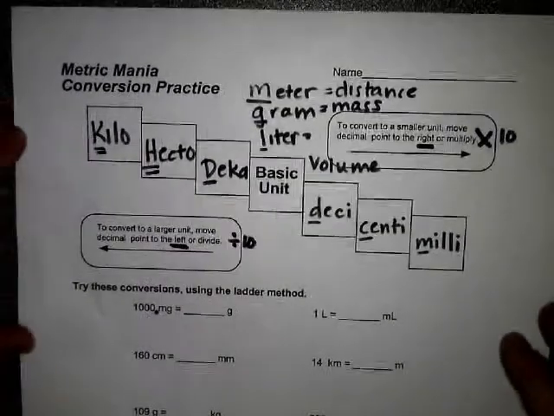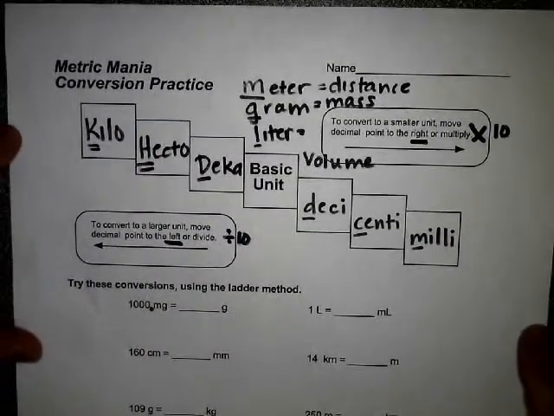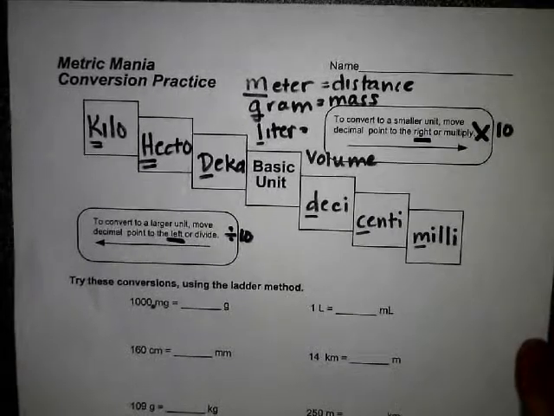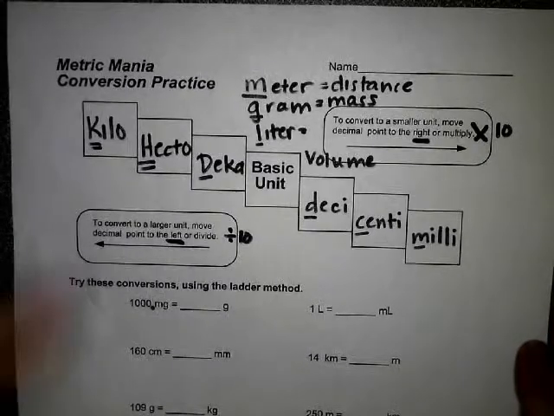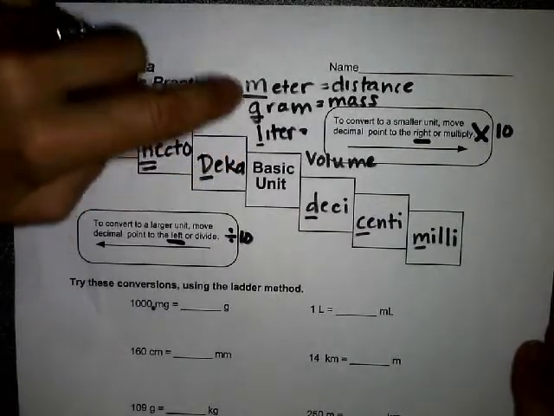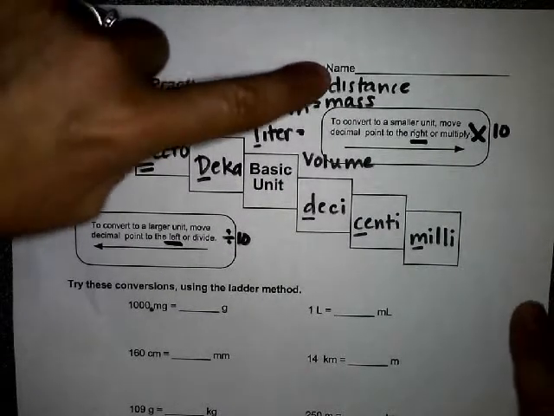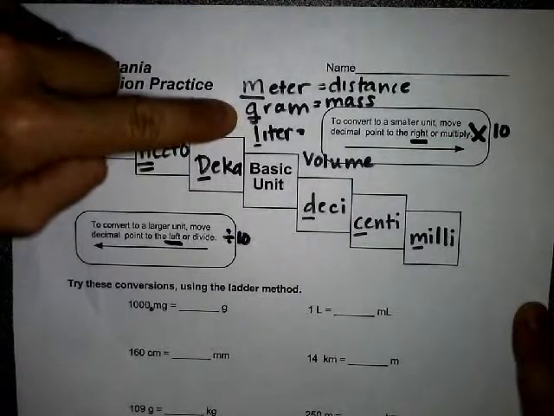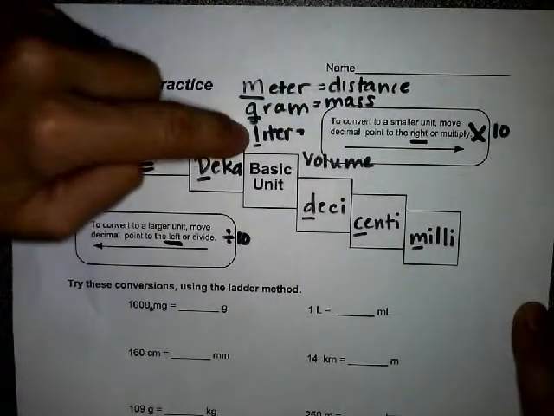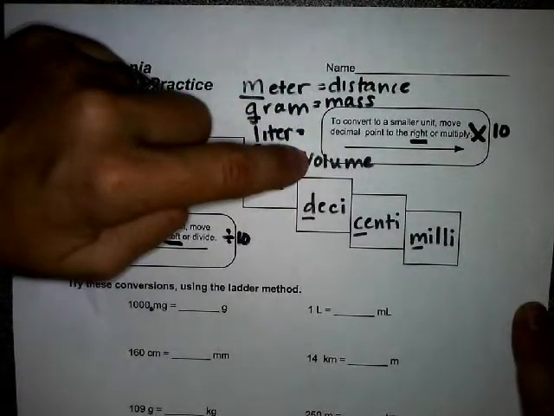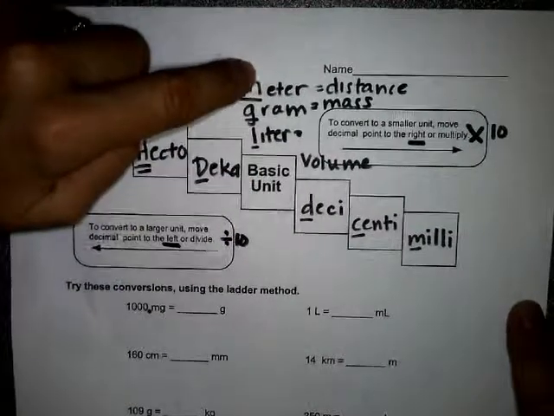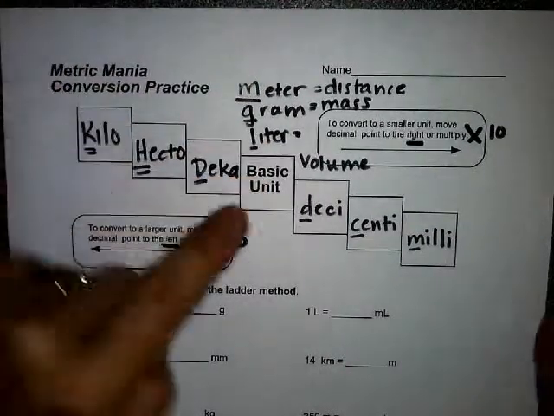So let's talk about this stair step. This is going to be the tool that you will use in order to convert between metric units. The three most common metric units that we call the base units are the meter, which measures distance, gram, which measures mass, and liter, which measures volume.